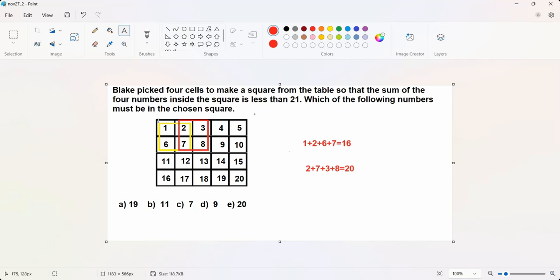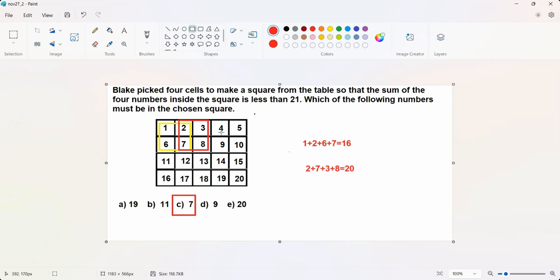So which of the following numbers must be chosen in the square? Again, it's a similar problem. So 2 and 7 must be chosen. Whichever square we pick, we have to choose 2 and 7, because if we choose the yellow square, we have 1, 2, 6, and 7. If we choose the red square, we have 2, 3, 7, and 8. So 2 and 7 are always there. So our answer in this case, which one must be chosen? 7 must be chosen if we want to get less than 21.